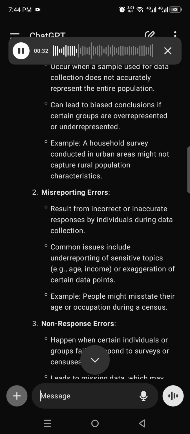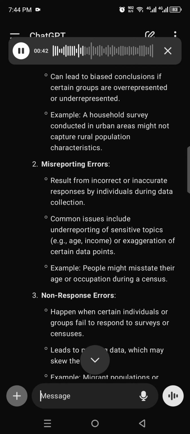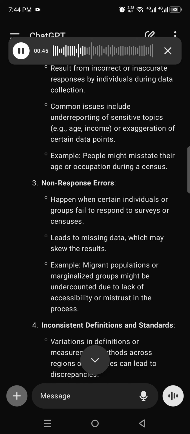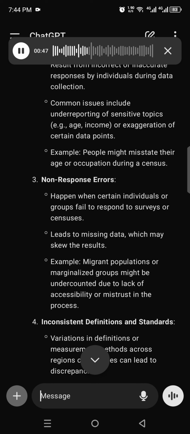2. Misreporting errors result from incorrect or inaccurate responses by individuals during data collection. Common issues include underreporting of sensitive topics, e.g., age, income, or exaggeration of certain data points. Example, people might misstate their age or occupation during a census. 3. Non-response errors happen when certain individuals or groups fail to respond to surveys or censuses. Leads to missing data, which may skew the results. Example, migrant populations or marginalized groups might be undercounted due to lack of accessibility or mistrust in the process.